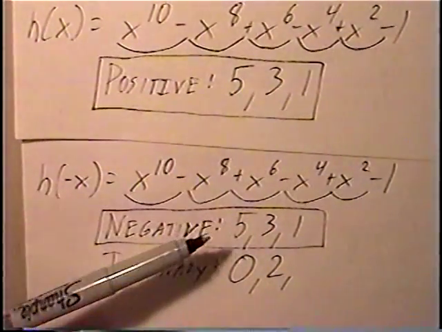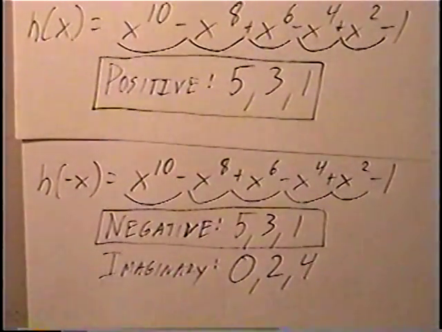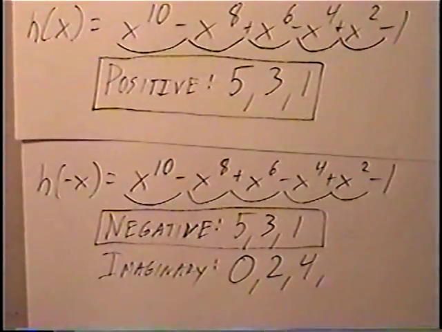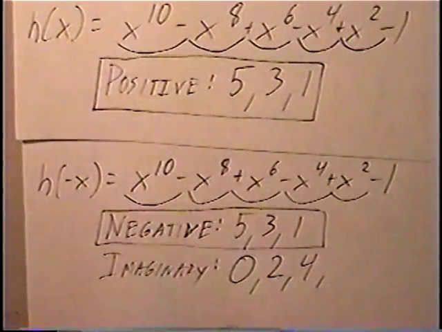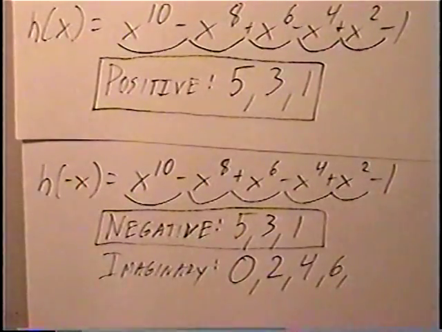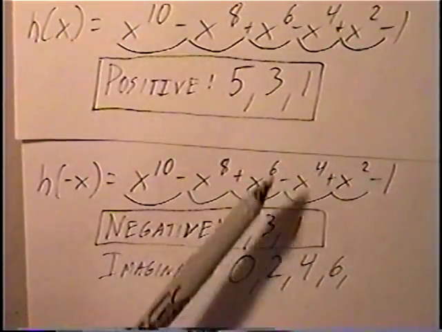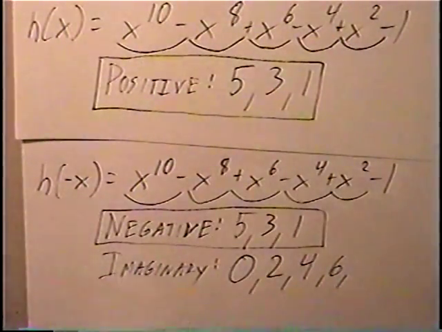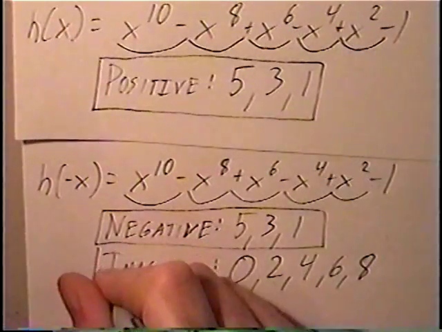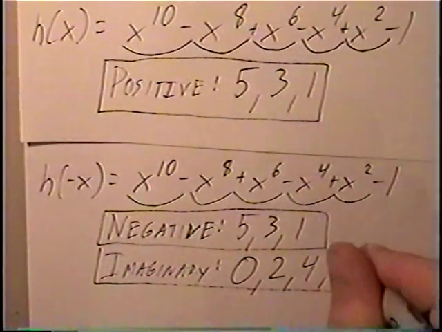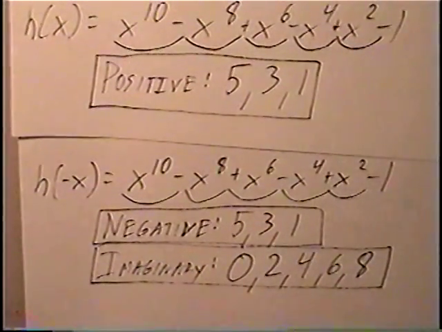You could also have 1 plus 5, which would be 6, which means you need 4 imaginary. You could also have 1 plus 3, which would be 4 solutions, which means we'll have 6 imaginaries. Or the smallest number, we could have 1 positive and 1 negative, which would be 2 solutions, which means we'll have to have 8 imaginary. So the imaginary solutions, you could either have 0, 2, 4, 6, or 8 imaginary solutions for this equation.